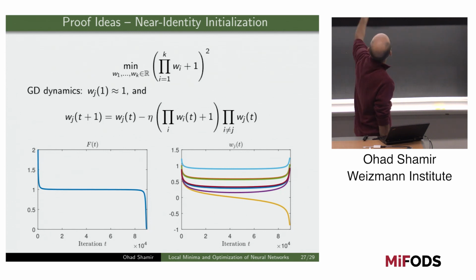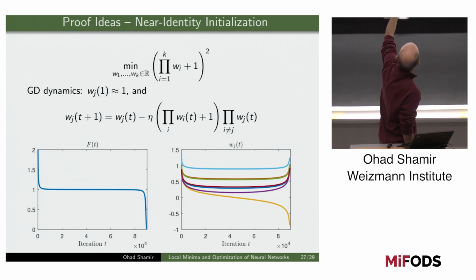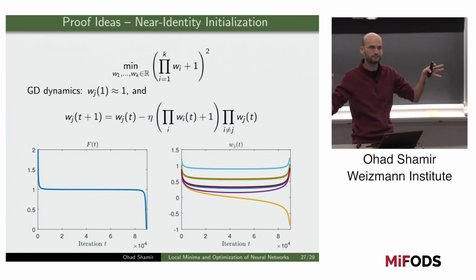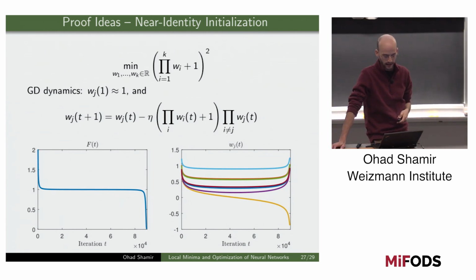But this intermediate regime takes a long time. It's actually exponential in the depth. And the reason is quite simple once you plot how the individual parameters, W1, W2 till W7, behave.